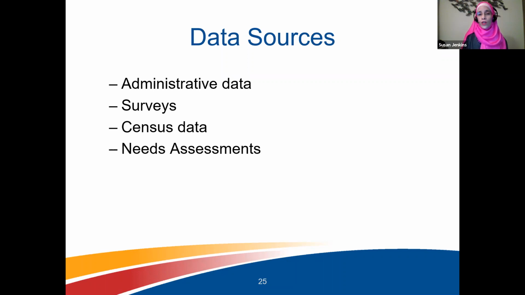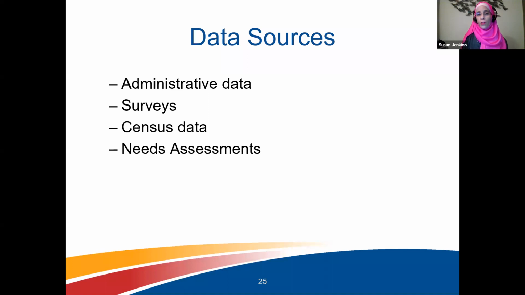You can also do surveys or follow-up telephone calls with some or all of the consumers that you serve using the NSOAP, or National Survey of Older American Act Participants survey questions, or other survey questions that you may have. You can use census data to help you with that proportionality, to know what the rates in your communities are related to racial and ethnic minority group members, related to people living in rural areas, people living at or below the poverty line, other things like that.